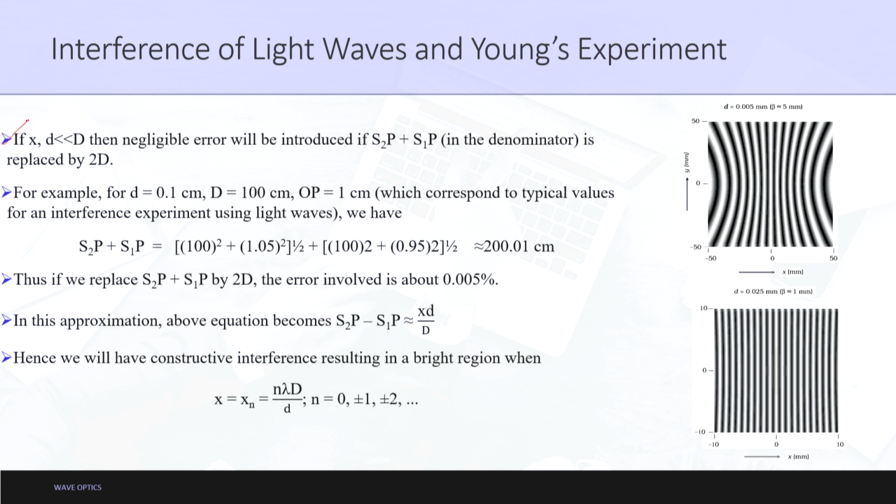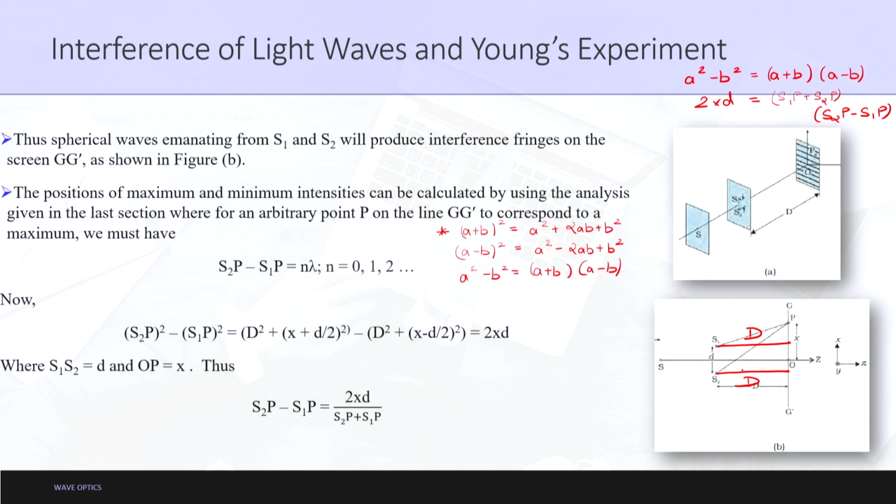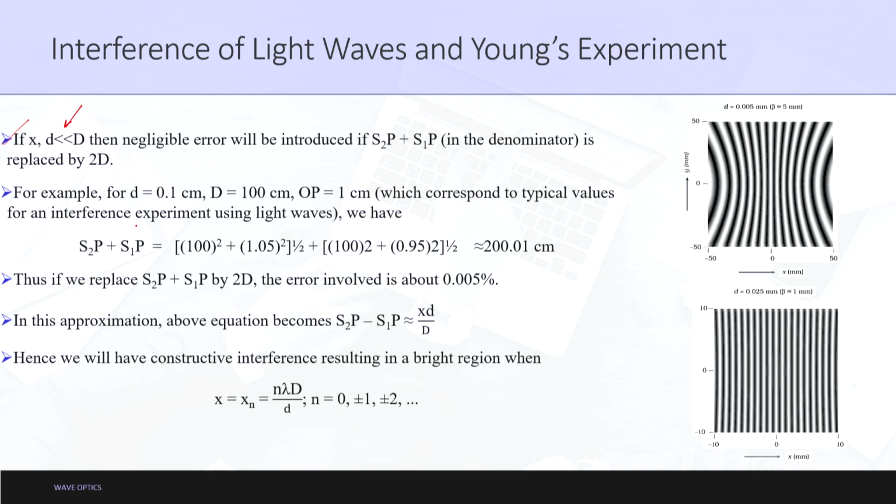Now an example is being used just to explain why this assumption is used, because the difference in the answer we get in the actual results is very minimal. This is the diagram. Please remember where small d is. This is small d, the distance between the two sources s1 and s2. This is small x, the distance of the point P. Capital D is the distance of the screen from the sources, that is the pinholes s1 and s2. So for example, let d be 0.1 centimeter and let capital D be 100 centimeter.